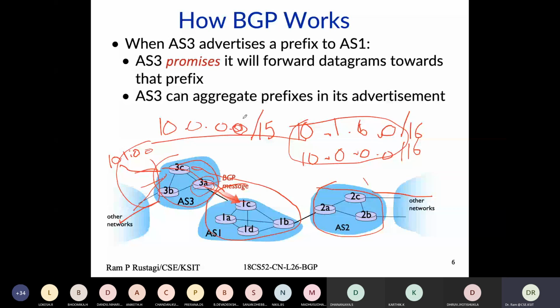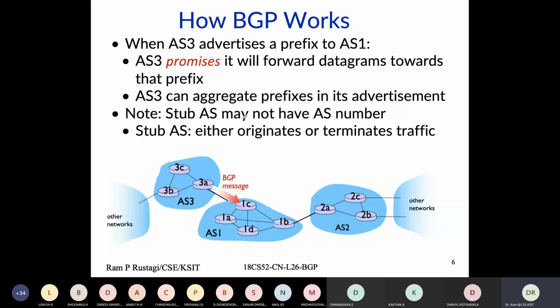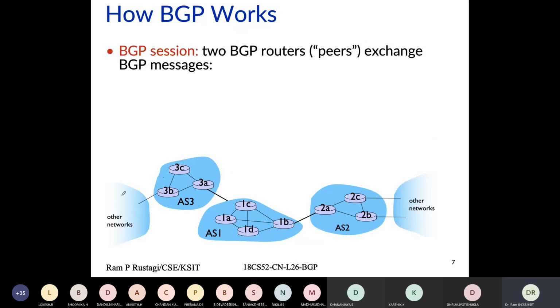So it can aggregate to reduce the number of routing entries, and further, it should also support something called stub-AS. Stub-AS meaning the autonomous systems which are at the end, which are not transit. So those AS which either originate traffic or consume traffic, they do not carry any other traffic through it. It shouldn't happen that AS3 sends traffic to this network and this fellow sends to something else. So that is the meaning of stub network. Either they originate or they consume. So BGP should support that.